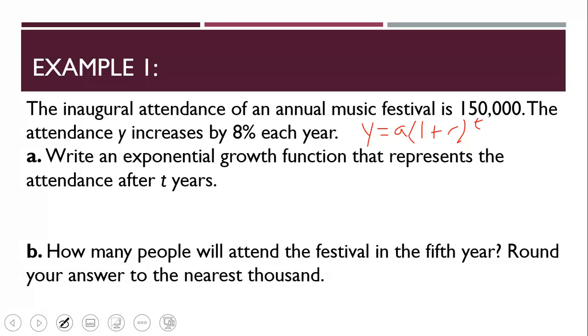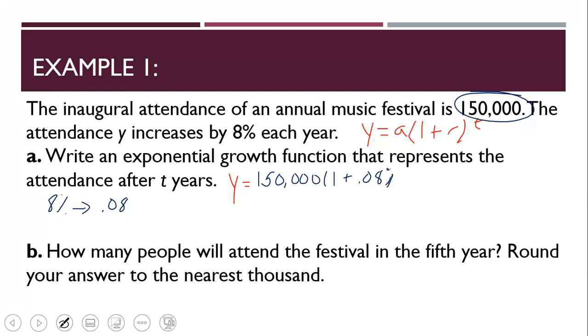So when we're writing this function, Y equals our initial amount. How many are we starting with? Well, in this case here, we're starting with 150,000. Then in parentheses, we always have 1 plus when we're talking about growth, because 1 would mean it's staying the same, but we're increasing it by 8%. So you have to think to yourself, okay, what is 8% as a decimal? 8% as a decimal is 0.08. So then in parentheses, we're going to have 1 plus 0.08, and we're going to raise that to the t power.